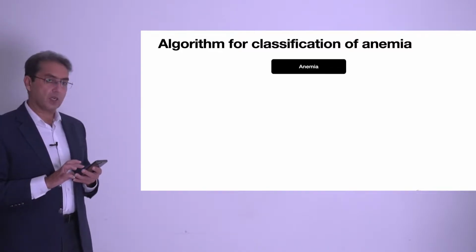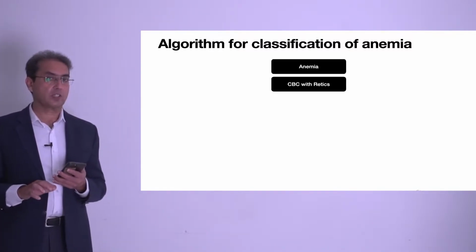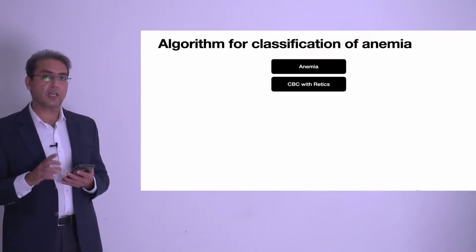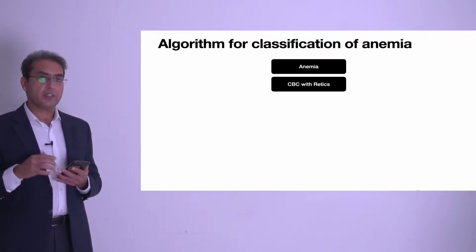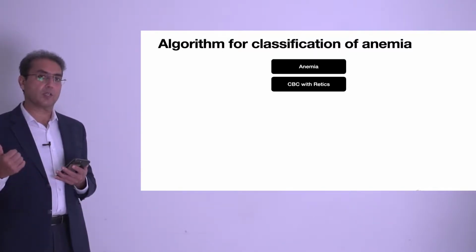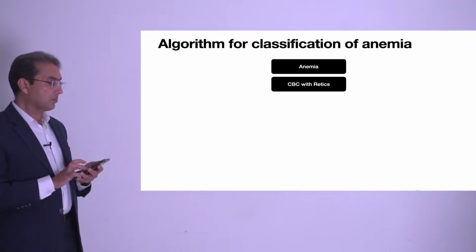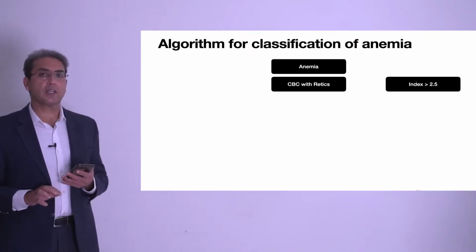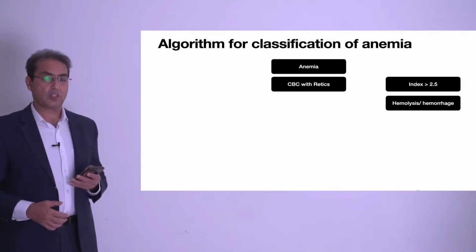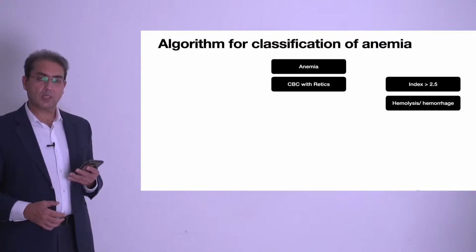If you find anemia, go for a complete blood count and reticulocyte count. We actually do not look at the absolute reticulocyte count. We calculate the reticulocyte index, which can be calculated from formulas given online. You put in certain values and you get the reticulocyte index. If a patient has a reticulocyte index of more than 2.5, this is possibly hemorrhage or hemolysis.